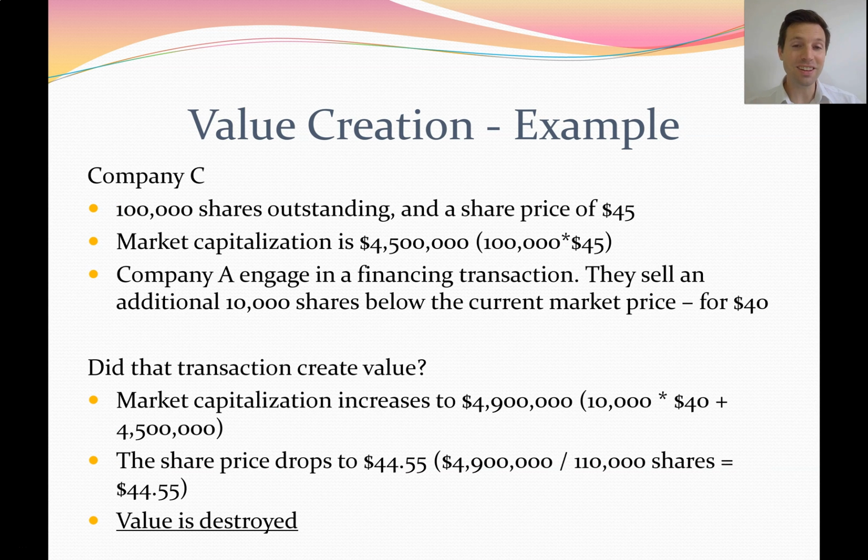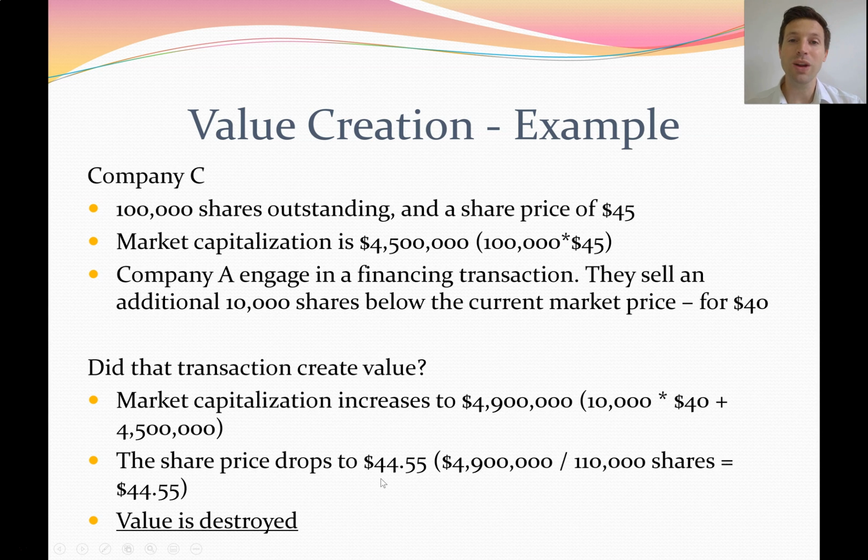Okay, on the other hand, this does happen sometimes. We've got company C here. They've still got the 100,000 shares outstanding and a share price of $45. They engage in a financing transaction and they sell an additional 10,000 shares, but they might sell it below the market value to really try and get people interested in this deal. They're going to sell the shares for $40. So their market capitalization increases to $4.9 million this time.